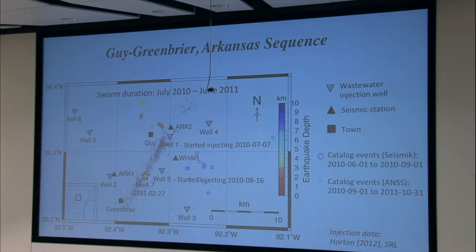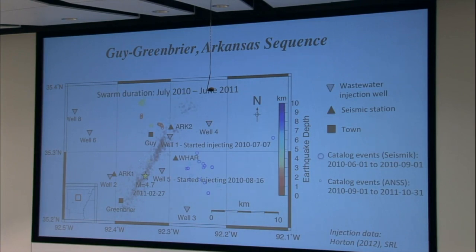What's shown here is the eventual distribution of seismicity. Each one of these solid upward pointing triangles is a seismic station. We have only 3 instruments in this area to work with. These downward pointing triangles are deep injection wells. Well 1 and well 5, due to their proximity to this earthquake sequence, were implicated in triggering.